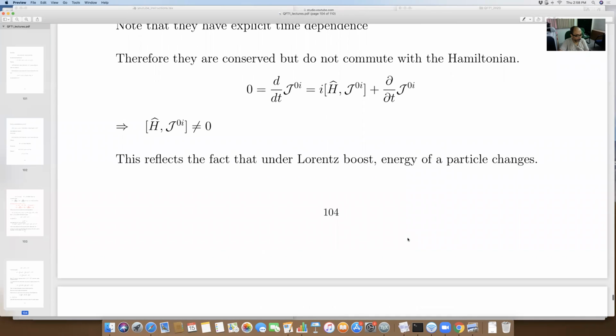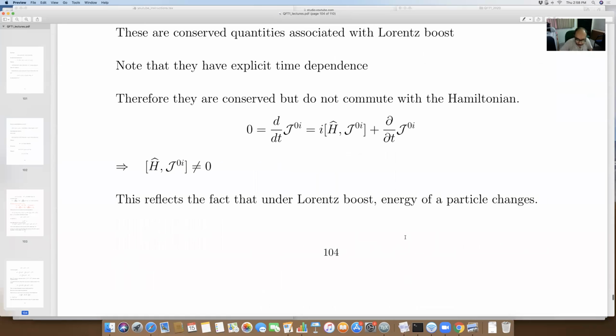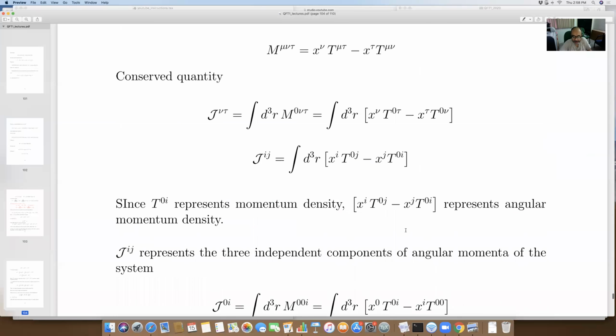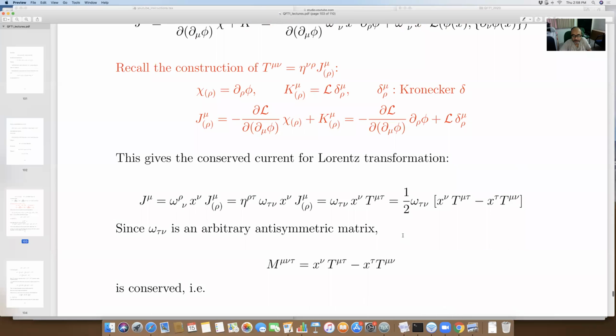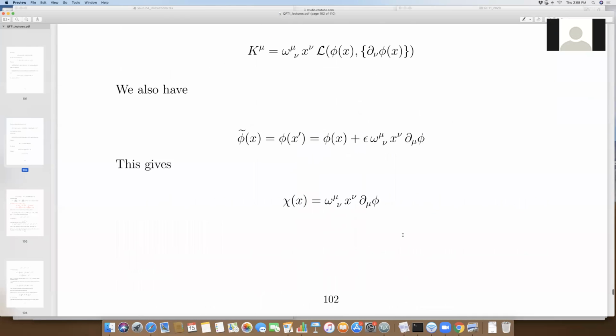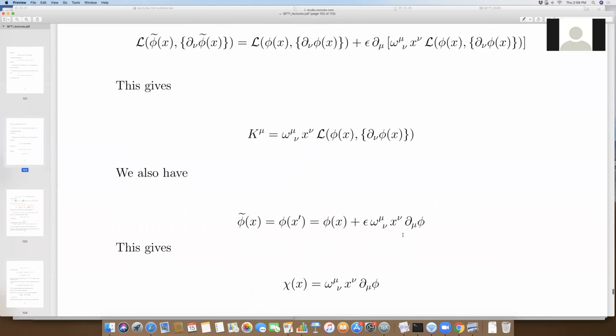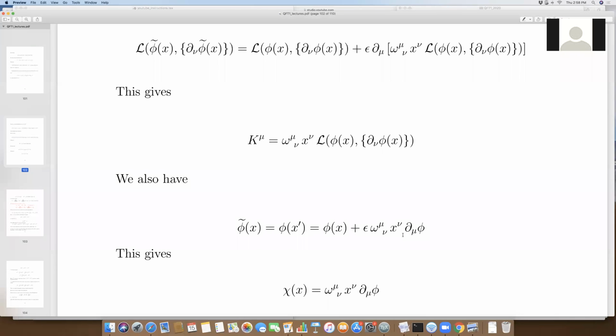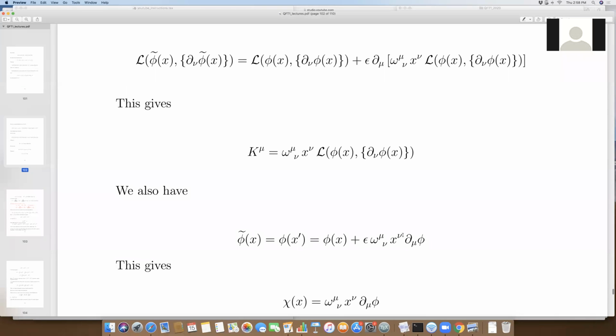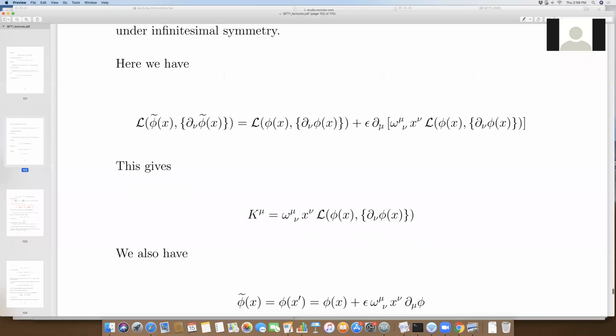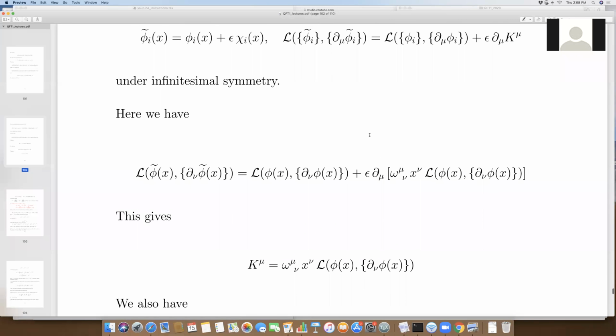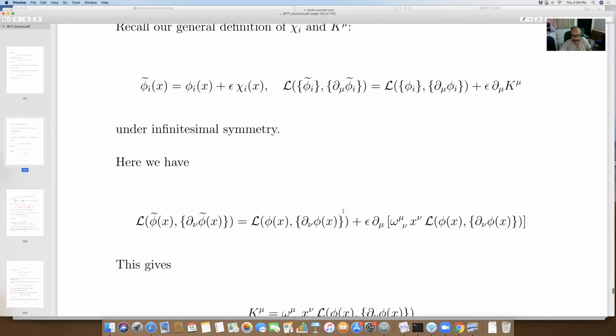Okay, so then I'll stop here today. Tomorrow we'll be discussing. Sir, I had a small doubt on page number 102. Okay. Sir, I don't understand why we are taking omega mu nu x nu inside the derivative in the Lagrangian density expression. Oh, here? Yes, this one.